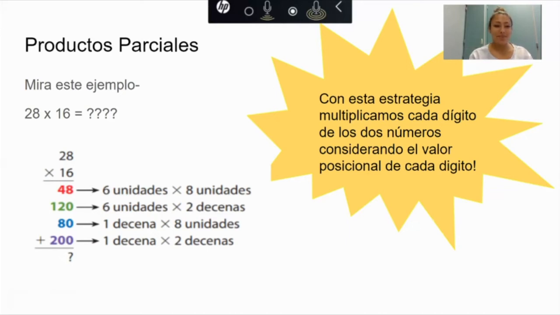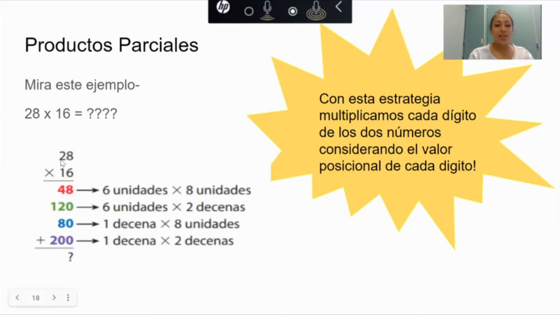Buen trabajo. Primero empezamos con 28 encima de 16 en la forma escrita estándar. Primero empezamos con 6 multiplicado por 8. Estamos enfocándonos en las unidades de los dos números. Así que multiplico 6 por 8 y me da 48. Lo escribo debajo de la línea.